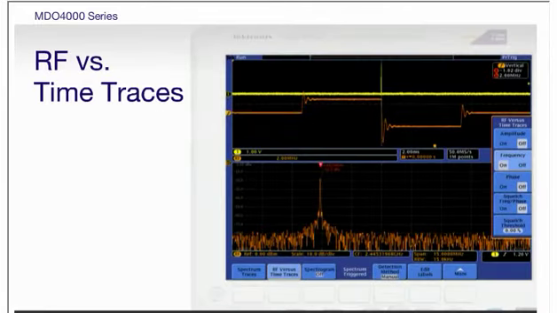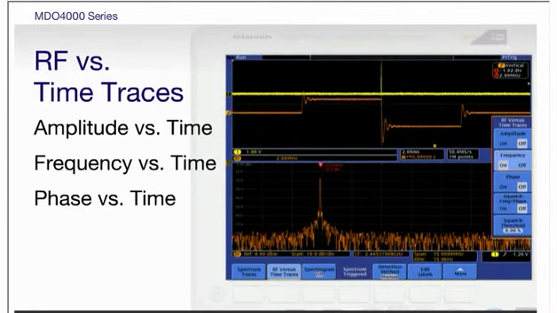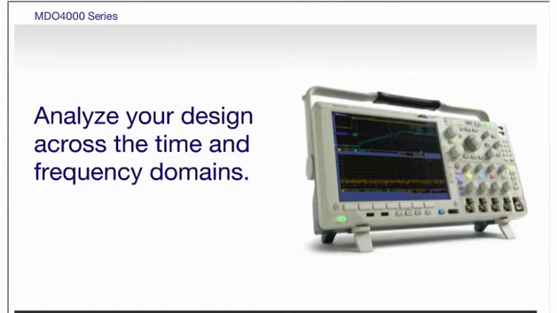For easy system analysis, 3 RF versus time traces are available. Shown in the time domain window, these traces indicate how your RF signal changes over time in relation to your other signals. Thanks to the MDO4000, you can now quickly and easily analyze your design across the time and frequency domains.